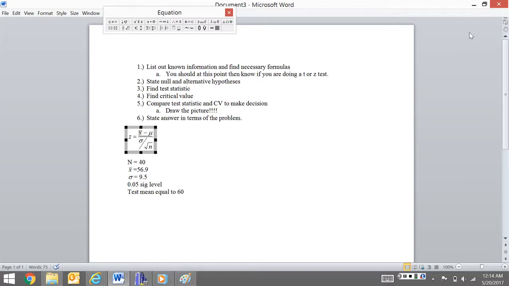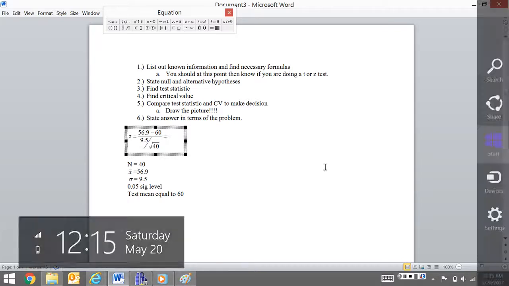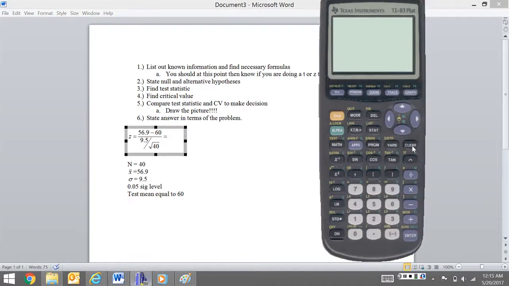Well, we know that x bar is 56.9. Mu, what we're testing, is 60. That's what we're testing here. This is what we know, sigma is 9.5. That's what we were given. And we had n equals 40 down here. Okay. So now I have to plug this into my calculator.